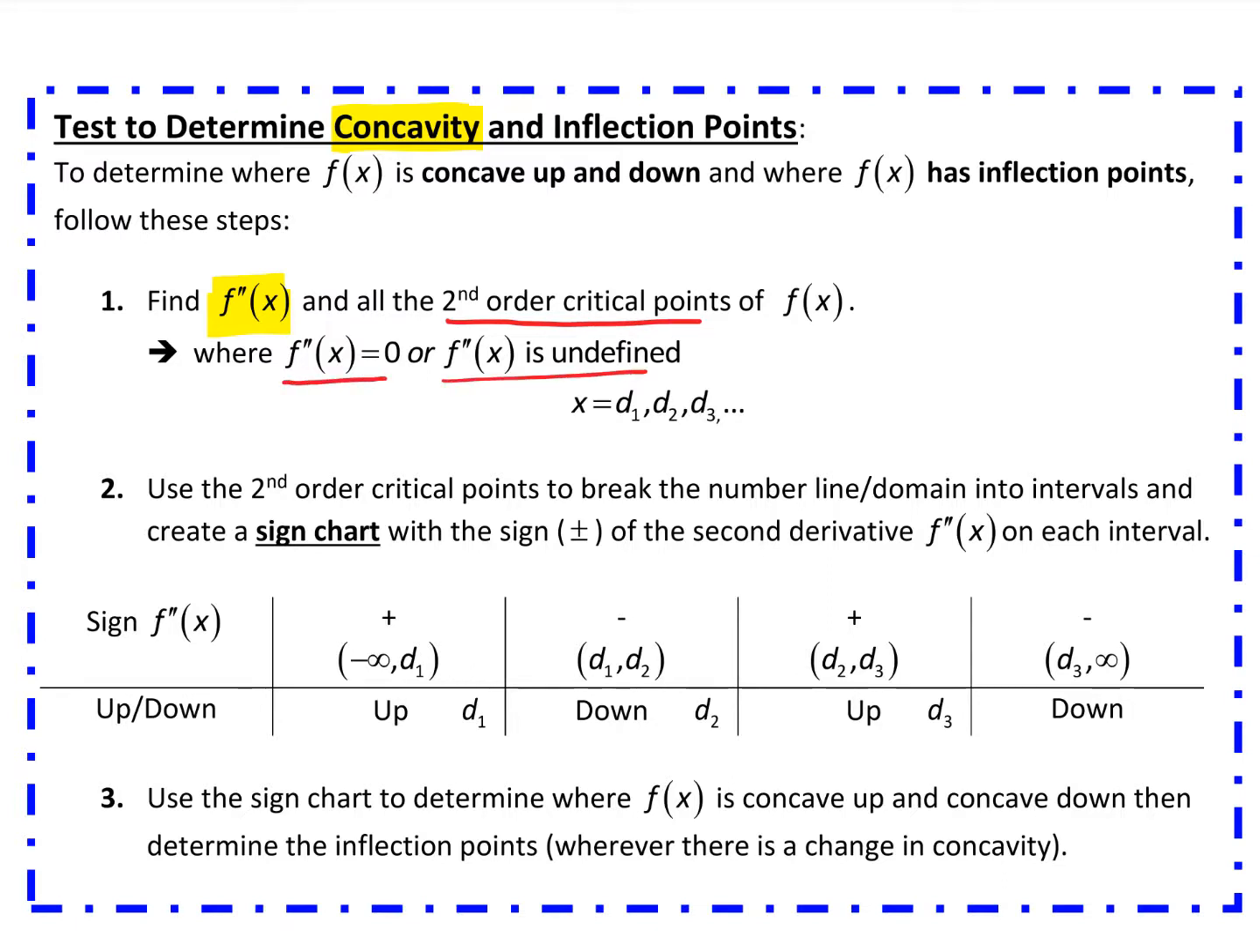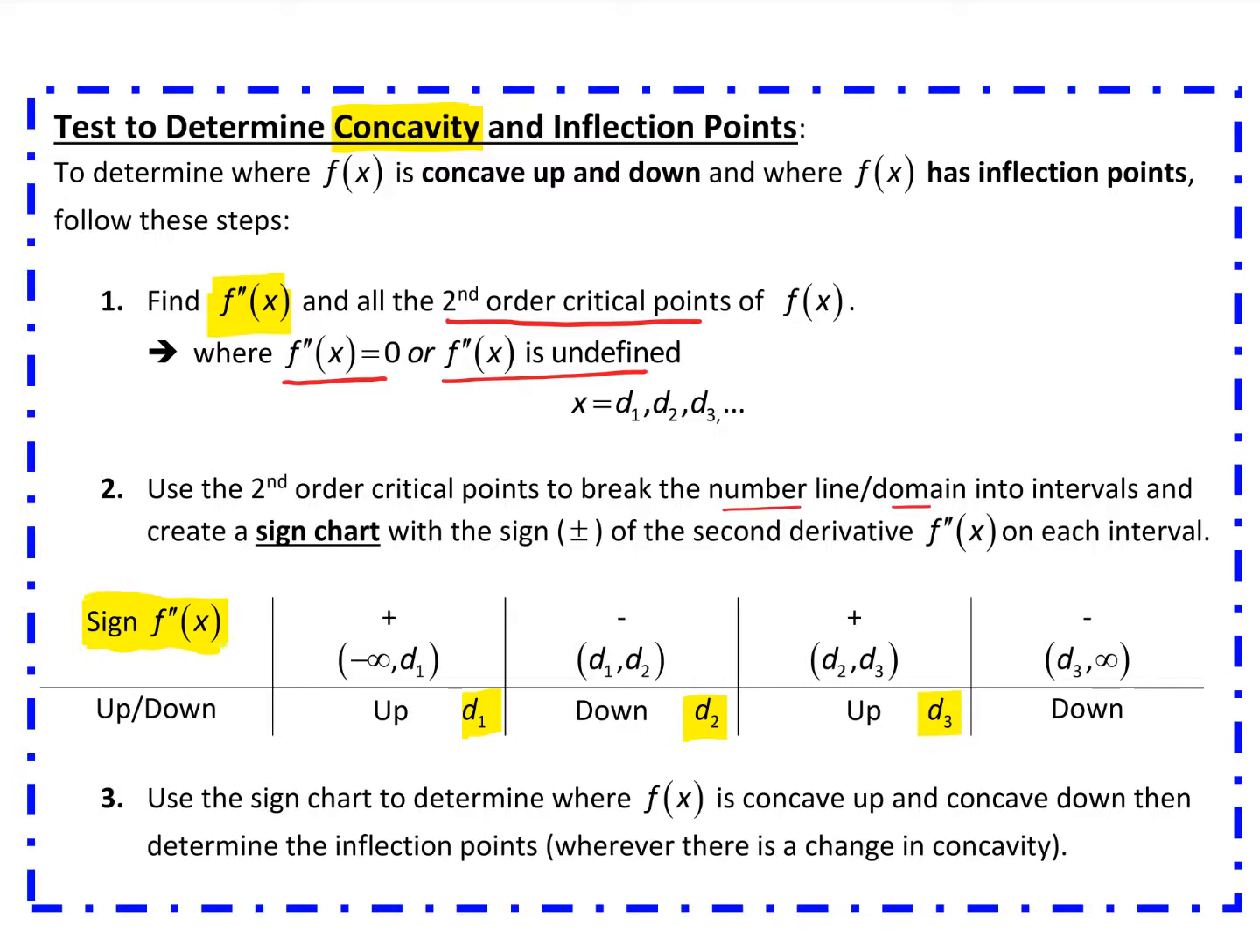That's going to generate a list of values within the domain or the interval that we're looking at. And we're going to use those numbers to break up the number line or the domain. Whatever the domain is, or whatever the restriction if we have a restricted interval, we're going to break it up. We're going to drop those second order critical points on the number line to break it up into intervals, and then we're going to test the sign of the second derivative.